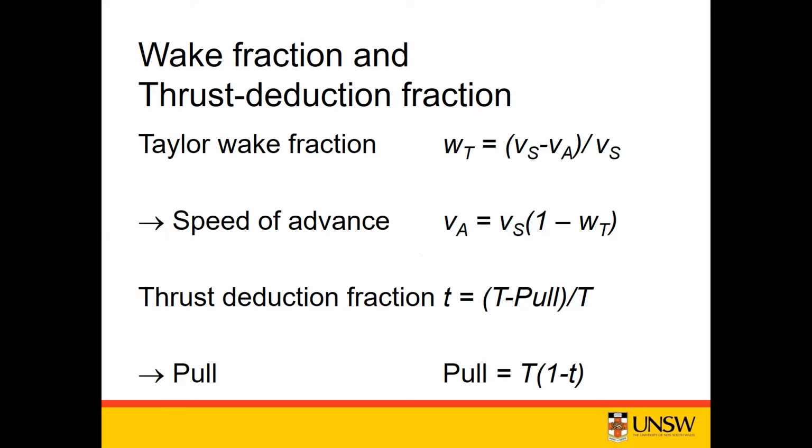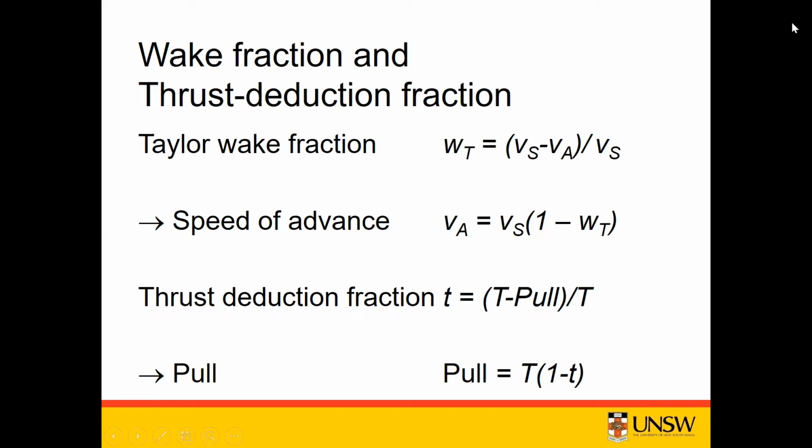So we have two things here. Typically, the wake is measured by the Taylor wake fraction. The Taylor wake fraction is the difference between the speed of advance and the speed of the ship, made non-dimensional by dividing by the speed of the ship. And so if you rearrange that first equation, you find that the speed of advance is the speed of the ship multiplied by 1 minus the wake fraction, the Taylor wake fraction, or some authorities refer to this as the wake factor, and you have to be careful which one you're actually talking about.